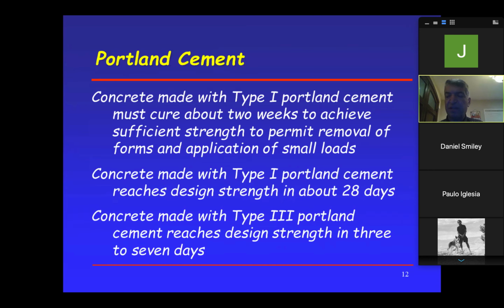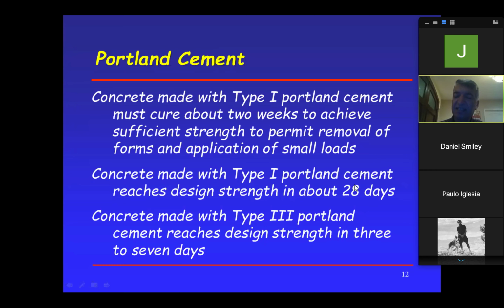When you strip the form in 2 weeks, yes, the concrete is going to be fine. But the concrete is not ready to apply the load to it, okay? It's ready to stand on its own, but it's not ready to carry the applied load. When is it going to be ready to carry the applied load? In 28 days. This is a magic number for concrete. In 28 days, not 27, not 26, 28 days.